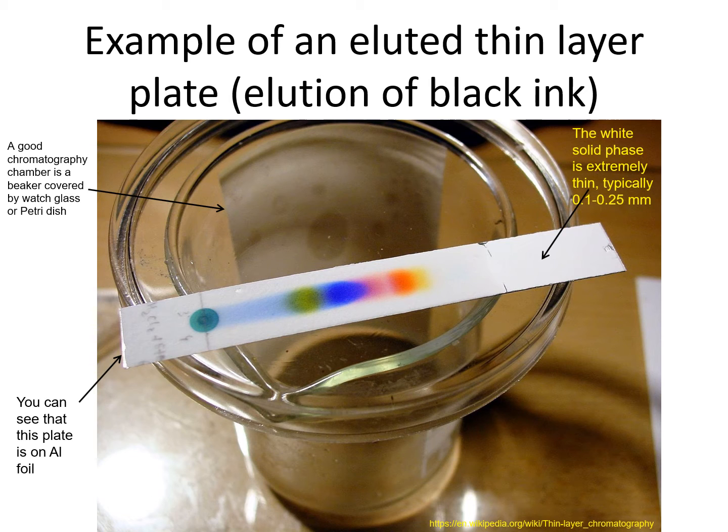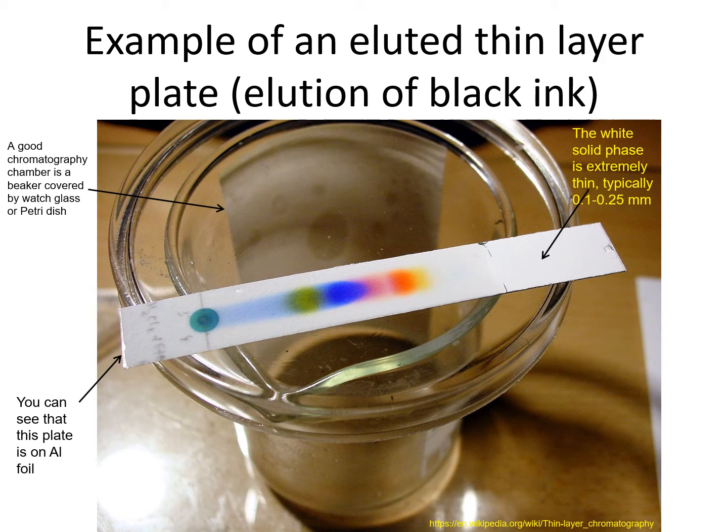but with a lid. You can see the beaker and what looks like the base of a petri dish, which is used here to cover the experiment, and the white plate you see lying at the top of the beaker is the actual TLC plate. So this is a thin layer chromatography experiment which is already done.